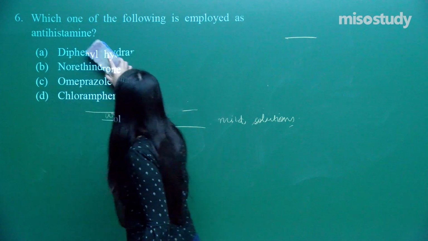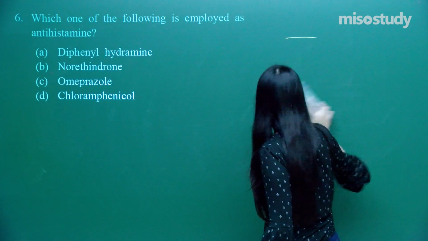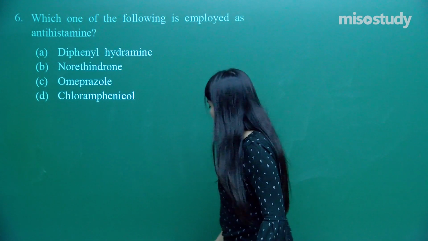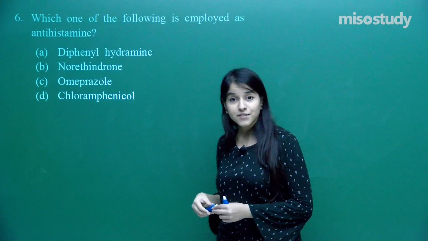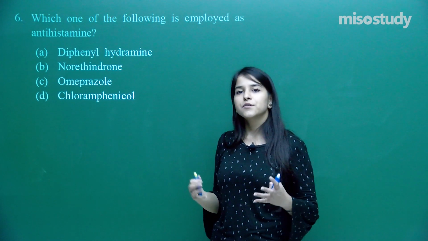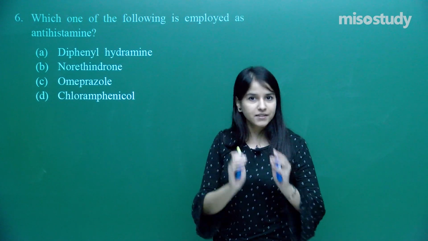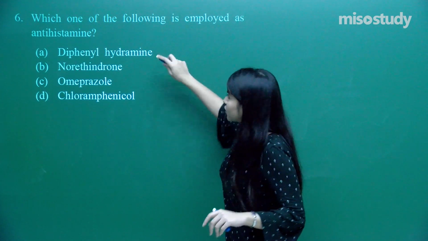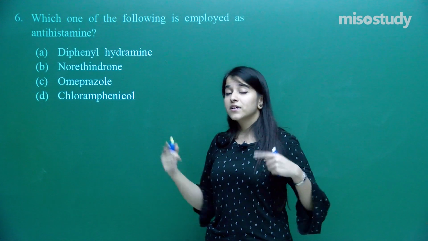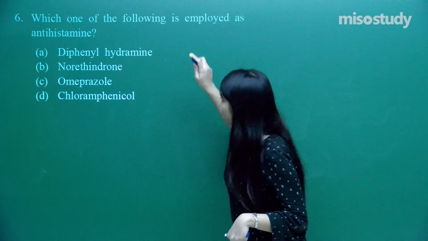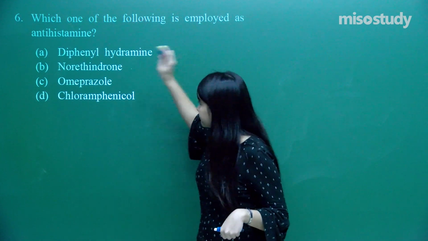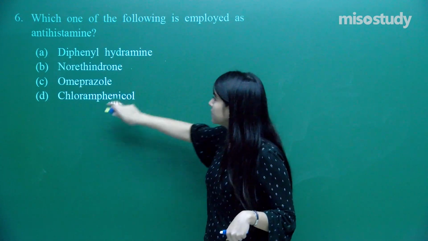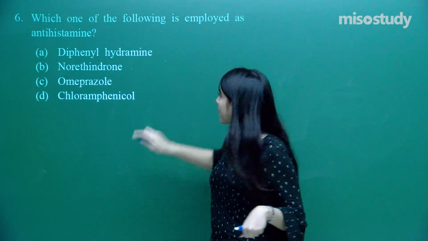Okay, now here the question comes up related to antihistamines. Now our drugs are coming up. Which one of the following is employed as antihistamine? What is antihistamine? It is basically anti-allergic. So just try to recall all the medicines, all the drugs that we have done here in this case. First is diphenylhydramine, norethindrone, omeprazole and chloramphenicol.